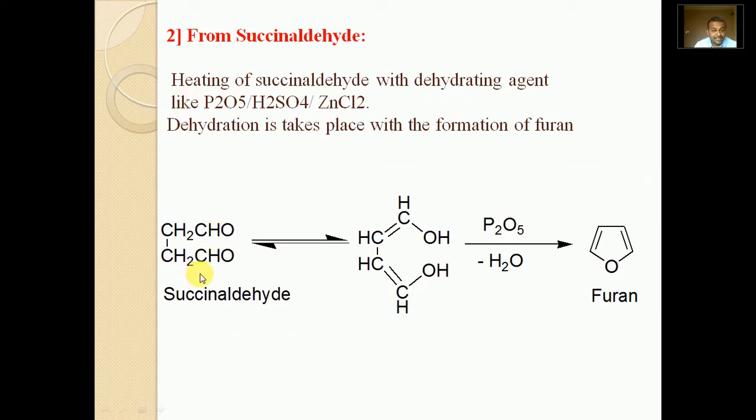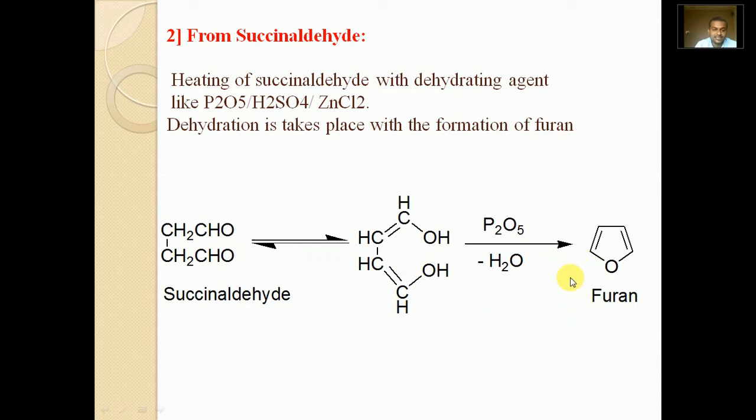Succinaldehyde heated with a dehydrating agent like P2O5, H2SO4 or ZnCl2 undergoes dehydration to form furan. This is succinaldehyde. When it is heated with either P2O5, ZnCl2 or H2SO4, it undergoes dehydration to form furan. This is the tautomerized form of succinaldehyde. Simply this OH and OH, one H2O molecule eliminates to form furan.